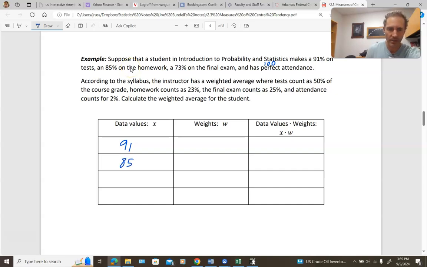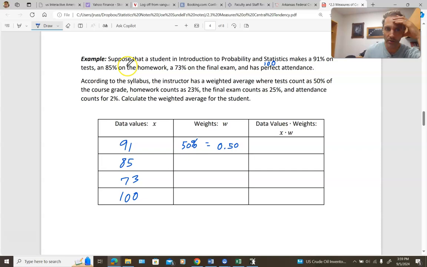For the final, it's a 73. And for the attendance, it's 100%. Okay. Now I need to put in the corresponding weights. Now the weights are typically percentages, but you want to convert those percentages to decimals. So for the first category, tests, they are worth 50% of the grade. So 50% as a decimal is equal to 0.50 or 0.5.